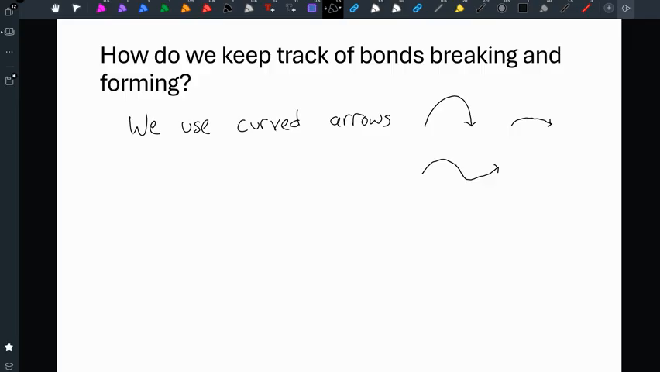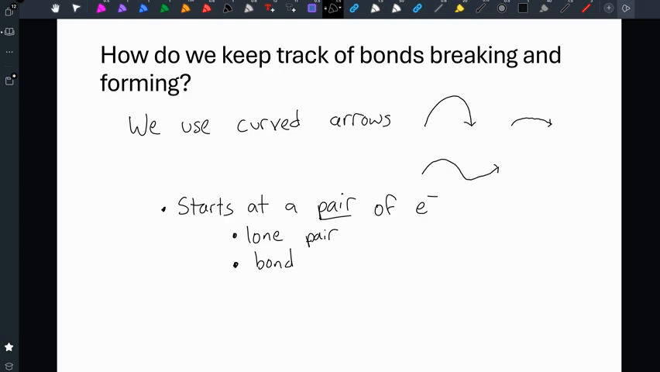Okay. And the key is the arrow starts at a pair of electrons. And there are two kinds of pairs of electrons. It could be a lone pair or a bond. And generally, it's going to end at an atom where those electrons are getting shared with, or where we're making a new lone pair.